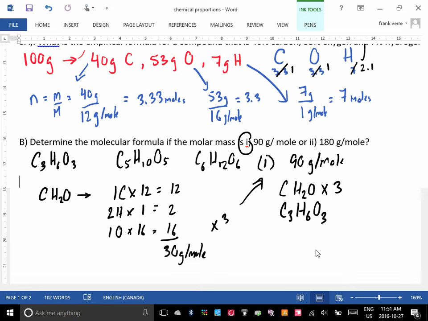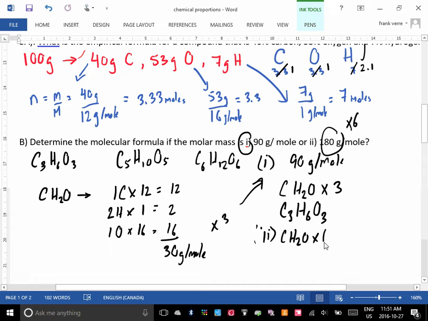Easy so far? The math is not difficult. It's the reasoning that might be a little bit tricky. So then, what should the molecular formula for 180 be? Well, 180 is exactly how many times bigger than 30? So 6 times. So then it stands to reason that it should be C6H12O6. Okay?